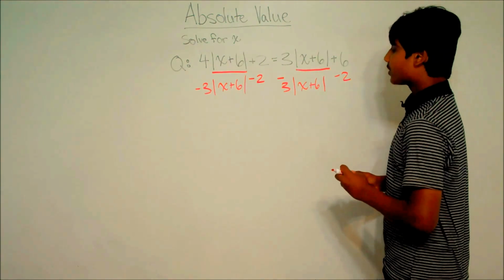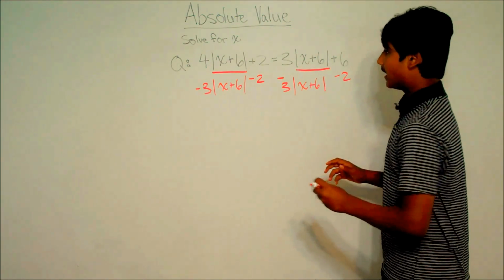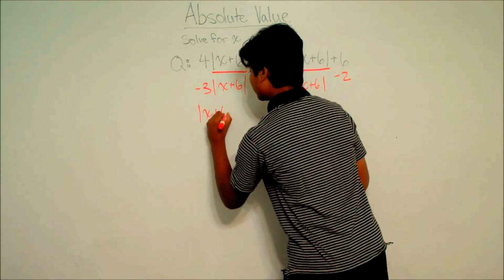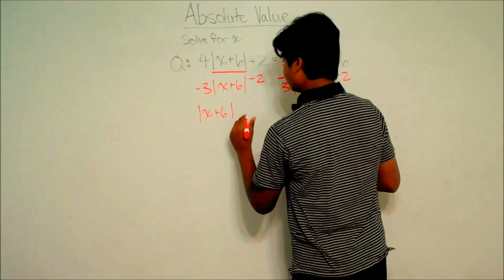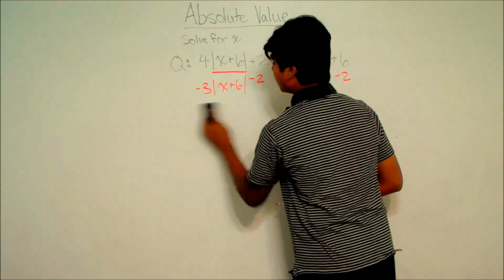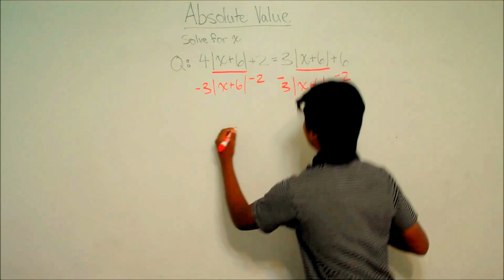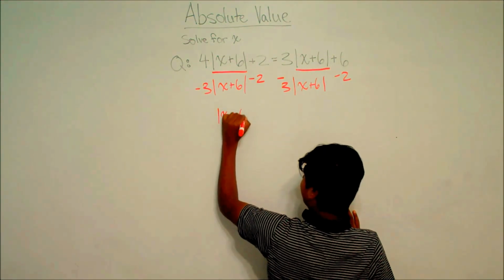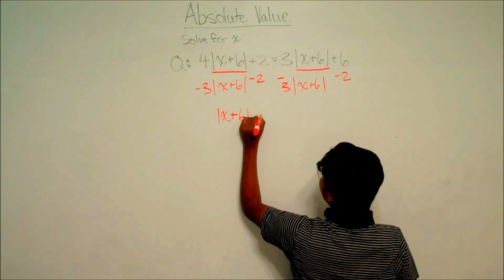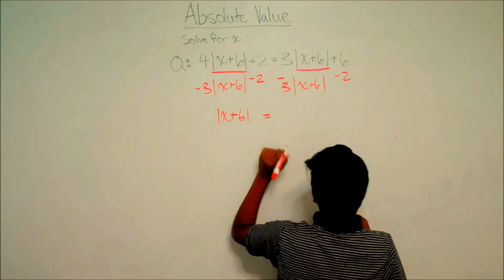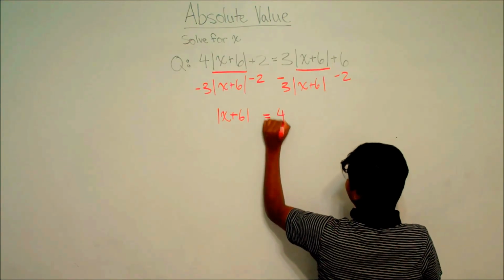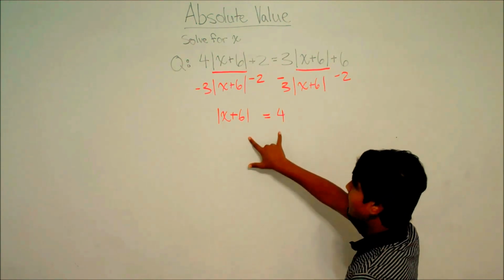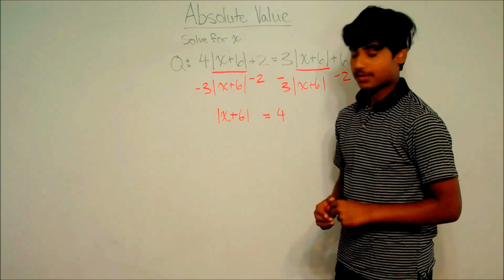So, now if we were to rewrite this equation, it would be the absolute value of x plus 6 is equal to 4. Let me write this a little below. The absolute value of x plus 6 is equal to 4. Now we have to solve for x, because that's what we're supposed to do.